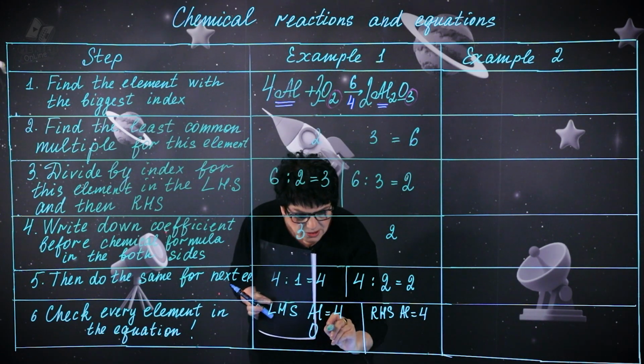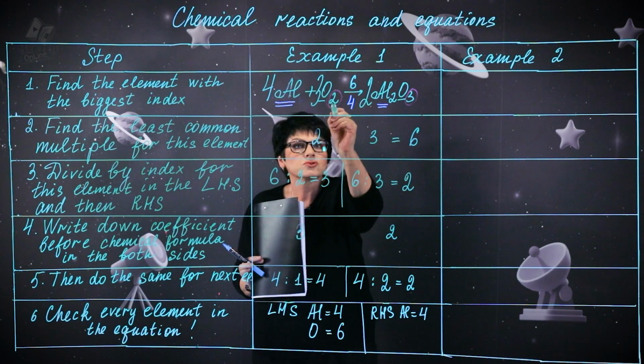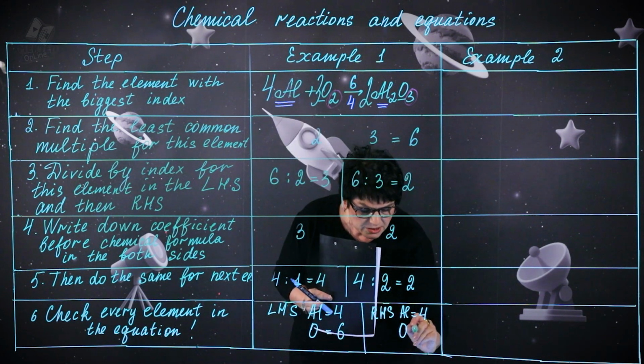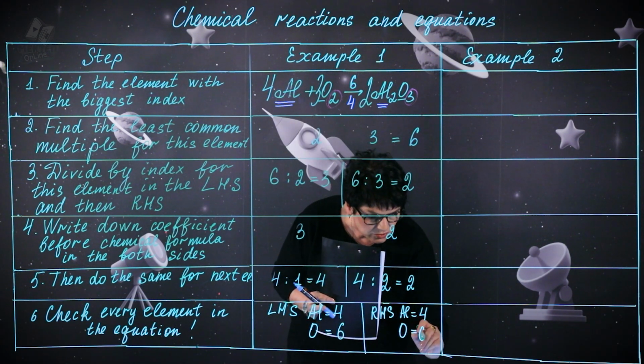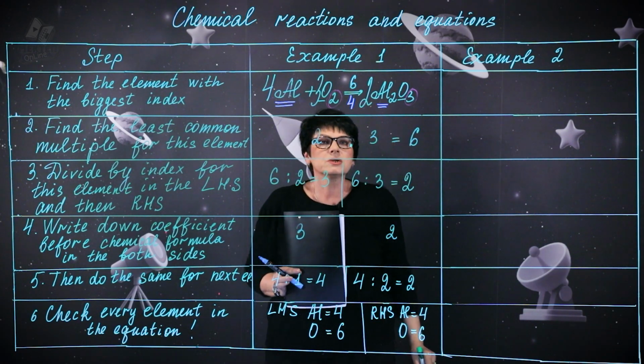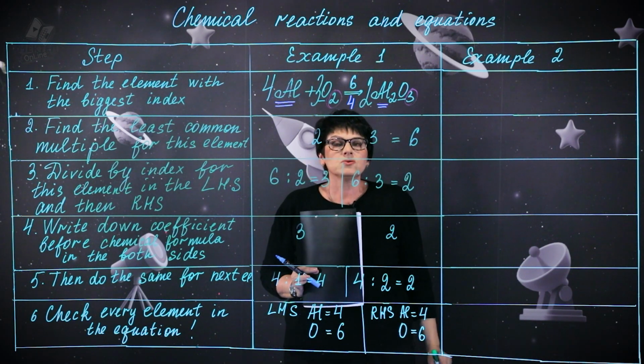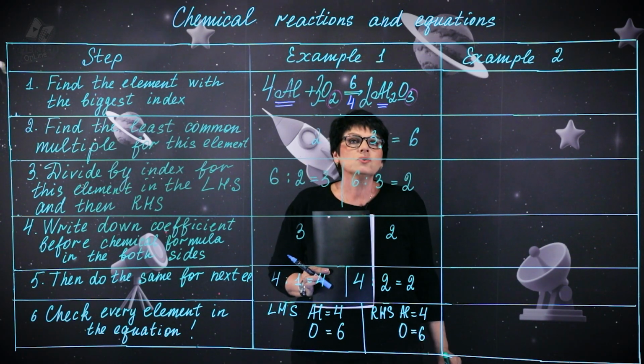Now we have a total of 6 oxygen atoms on the left side of the equation. 3 multiplied by 2 equals 6. Additionally, on the right side, we also have 6 oxygen atoms. 2 times 3. All right, our equation is equated. The equation is supposed to be read. Let's check it out. 4 Al plus 3 O2 equals 2 Al2O3.